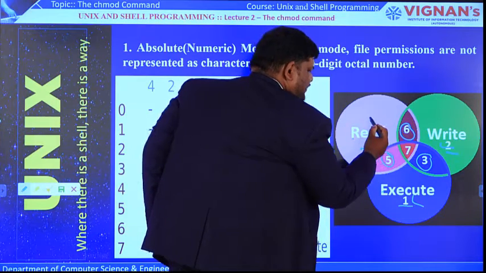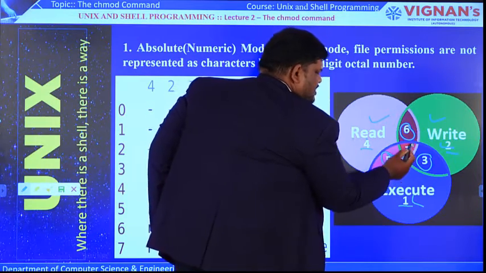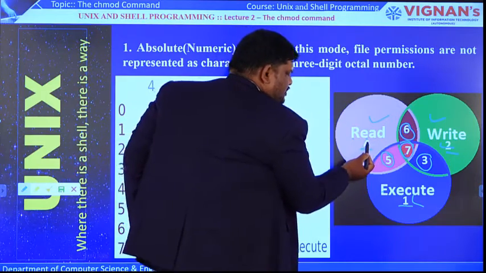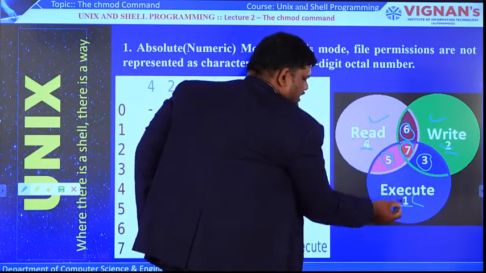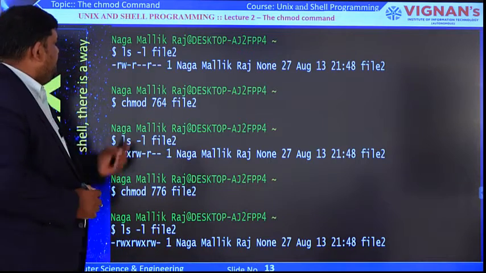6 indicates having both read and write. This 7 indicates this intersection having all read, write and execute. Now let us consider this example.